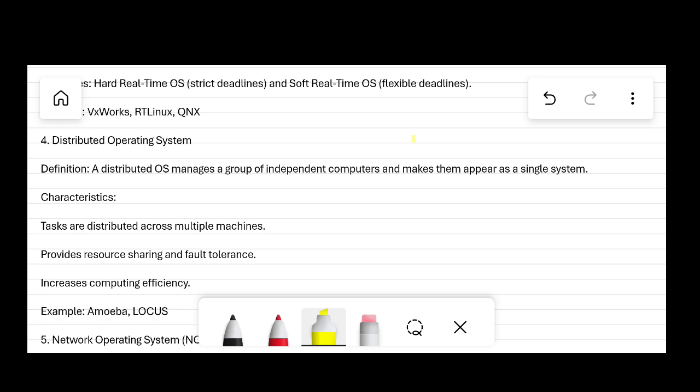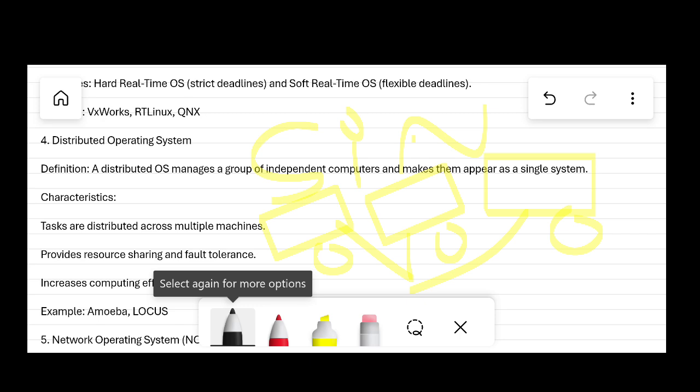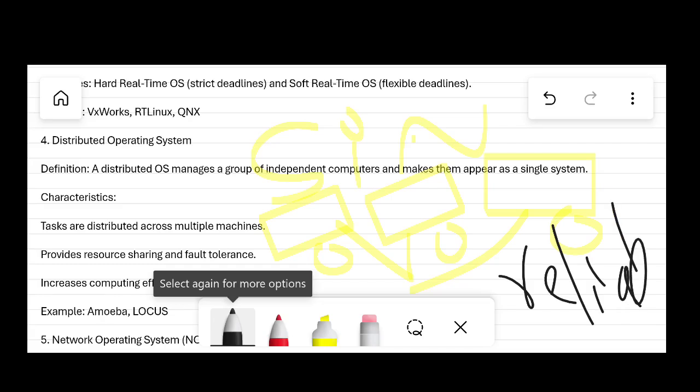In a distributed operating system, many computers are connected and work together as if they are a single system. Tasks and resources are shared among multiple computers. This increases efficiency and makes the system more reliable. An example of a distributed OS is Locus.